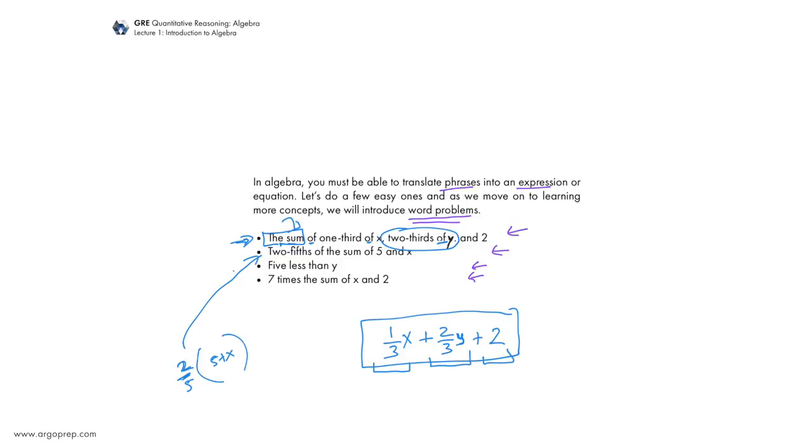The next thing looks fairly easy, but there's a reason why I put this, 5 less than y. What some students will do is they'll make the common mistake and say, okay, well, 5 less than y, that's easy. 5 less than means subtract, and y, boom, we're done. No, that is wrong. This is not correct. Please do not make this mistake. Not many students make this mistake, but this is a common error that some students will make if they don't understand this or if they do it too quickly.